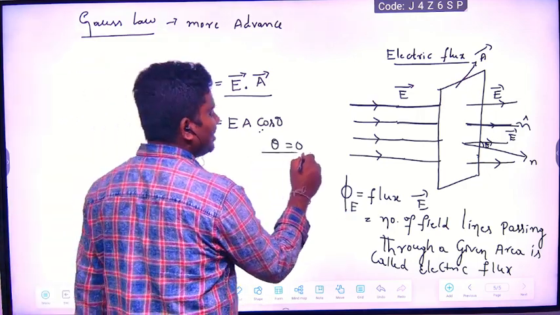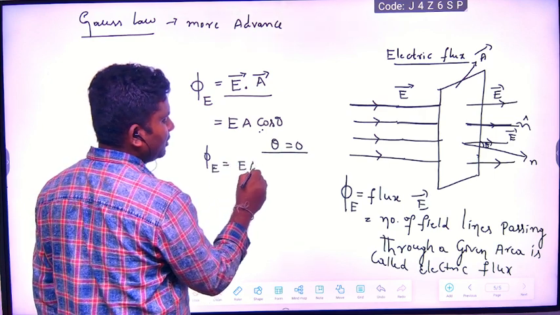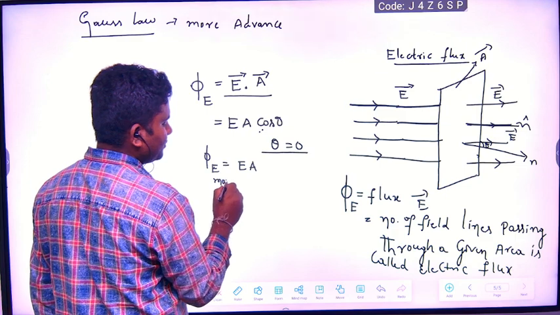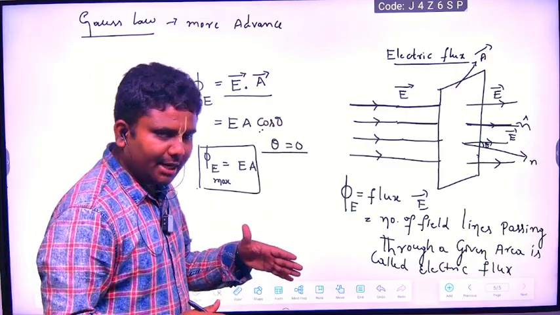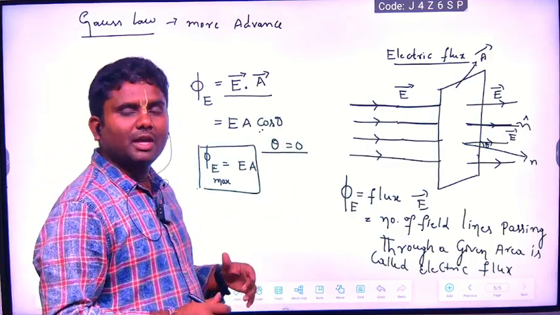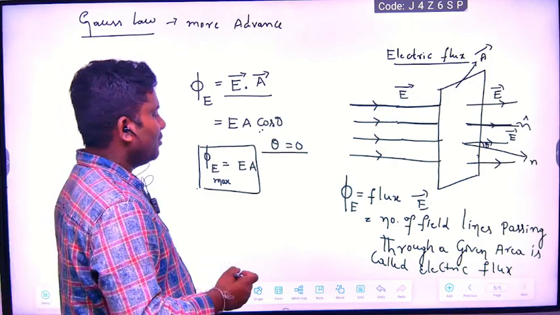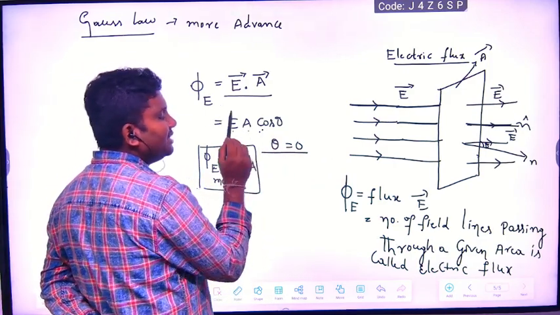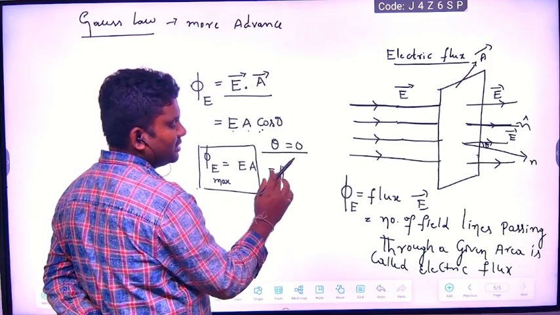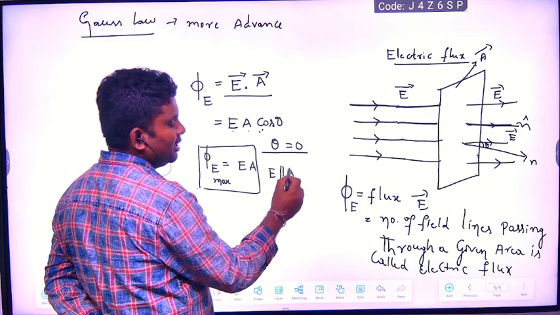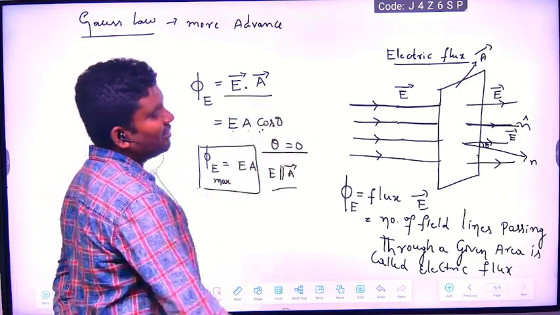If both are in the same direction, then you will get the maximum flux. Electric flux is E into A, which is the maximum electric flux. You get maximum electric flux when theta is 0, that means the electric field lines direction and the direction of the area vector, that is normal, are in the same direction. When the angle between E and A is 0, in the sense that the electric field direction is parallel to the area vector, then flux is maximum.